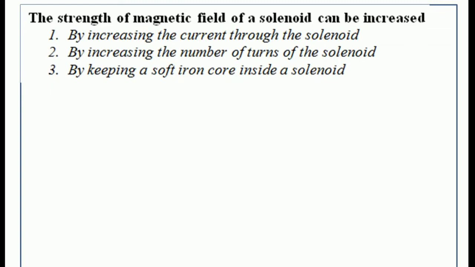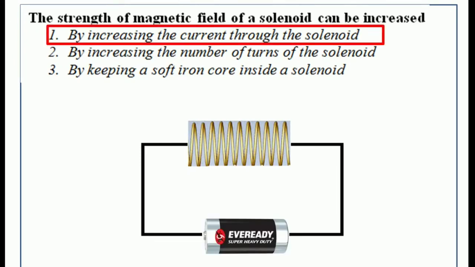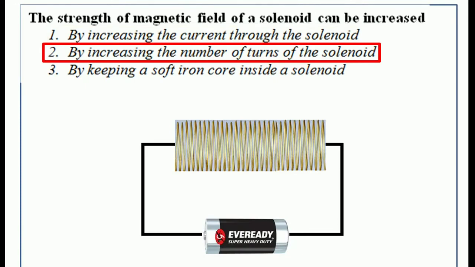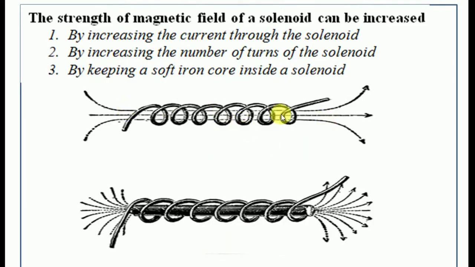These are the methods to increase the strength of the magnetic field of a solenoid. First, we can increase the amount of current, second, we can increase the number of turns, and third, we can keep a soft iron core inside the solenoid. A soft iron core will increase the strength of the magnetic field, because the soft iron produces a magnetic field of its own. Out here you can see only a few magnetic field lines are going. When we keep an iron core, the magnetic field lines increase.